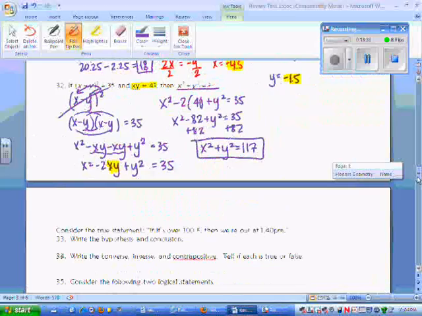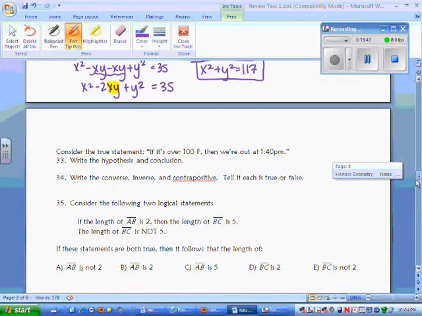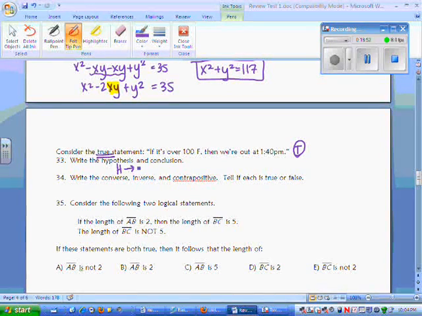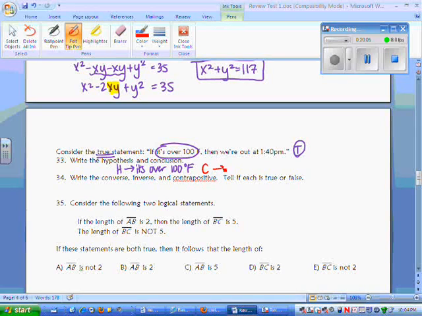Moving on to number 33. Consider the true statement. If it's over 100 degrees Fahrenheit, then we're out at 1:40 p.m. So if they're already telling us it's true, hypothesis and conclusion. Hypothesis is the part after the if. It's over 100 degrees Fahrenheit. And remember the conclusion is the part after the then. We're out at 1:40 p.m.